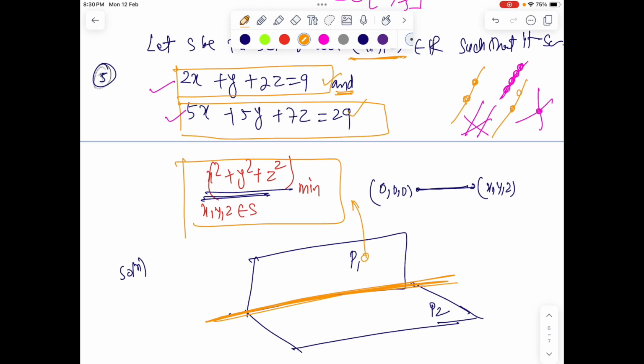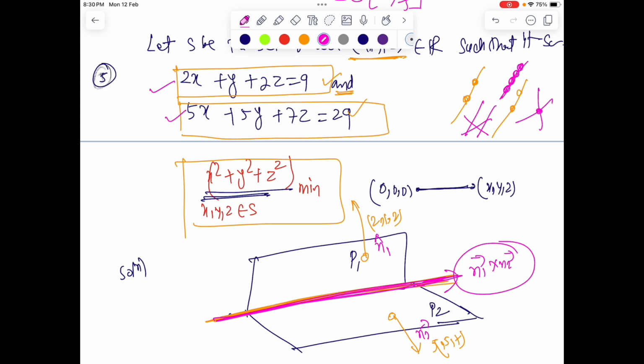So what about the set of points lying on both of the planes? Of course, that represents the line of intersection of these two planes. You can clearly see the normal of the first plane is 2, 1, 2, and of the second one is 5, 5, 7. Hence these two planes are not parallel, so they will definitely intersect on a line. Now what is the direction of this line? Let's say these are n1 and n2. So the direction of the line is nothing but n1 cross n2.